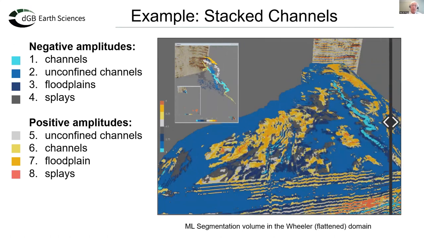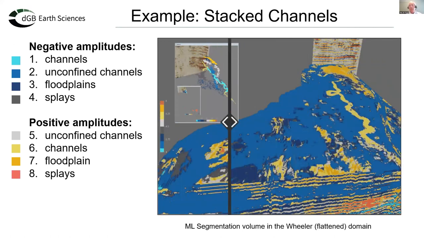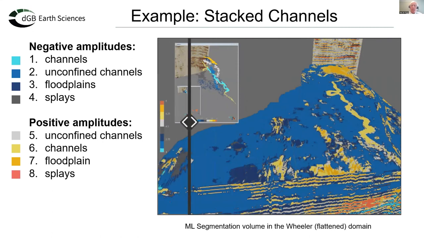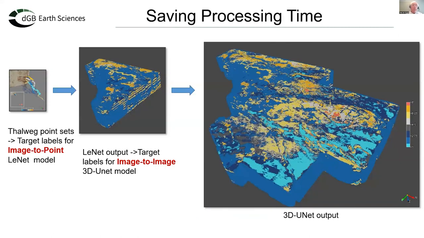They actually mean or indicate the labels that it was trained on. Now, the problem with this approach is that it takes an enormously long time to process, because we are doing an image-to-point type of machine learning application. It means that at every sample position, we extract this pizza box, pass it through the machine learning model, and we just get one sample position output, and that we have to do for the entire interval of interest.